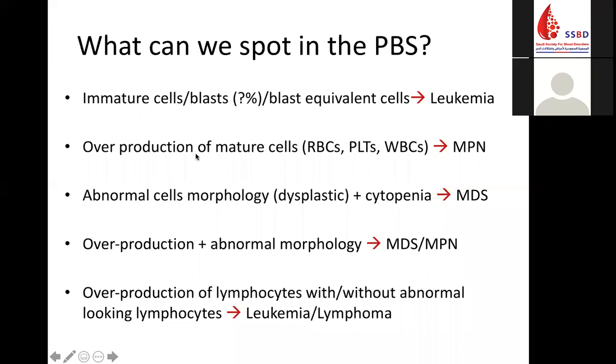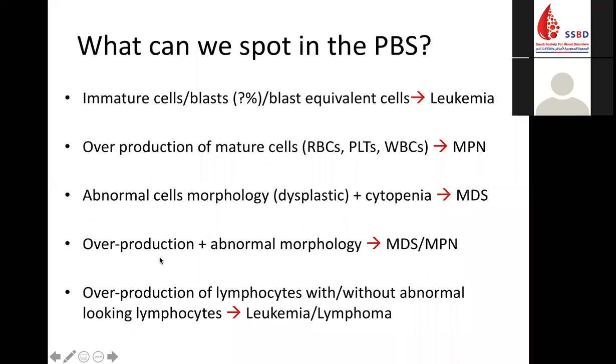Also, in the peripheral blood smear, you can confirm the overproduction of mature cells like red blood cells, platelets, and white blood cells in cases of myeloproliferative neoplasms, such as polycythemia vera, essential thrombocythemia, or CML. And you can also detect abnormal dysplastic cell morphology, as Dr. Haytham explained yesterday. When the patient has a cytopenia, usually the clinician will request a peripheral blood smear examination to visualize the abnormal cell morphology and for the diagnosis of myelodysplastic syndrome.